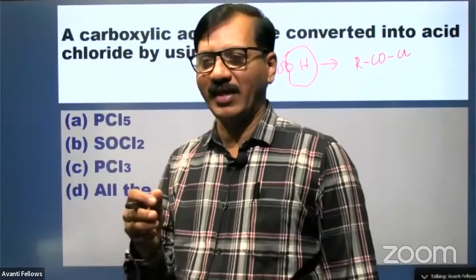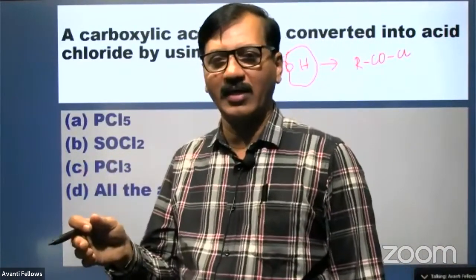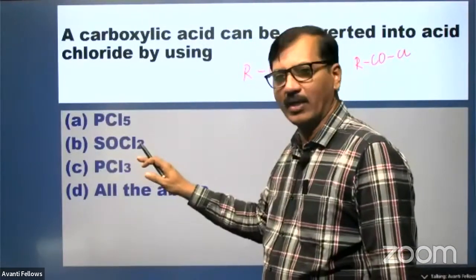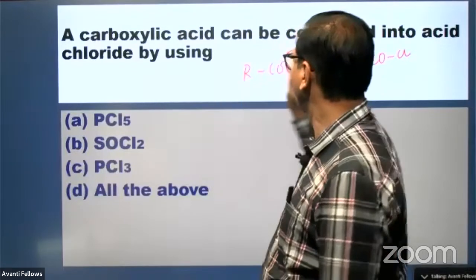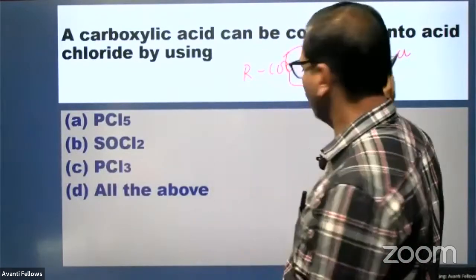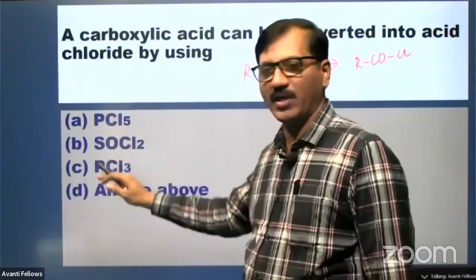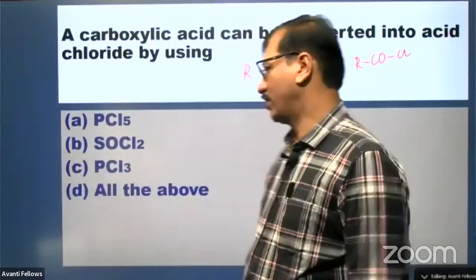Alcohols with these reagents will give alkyl chlorides, right? Carboxylic acids will give acyl chlorides, RCOCl. So that difference you have to remember. These are the same reagents. Even in the first chapter, we have used that.